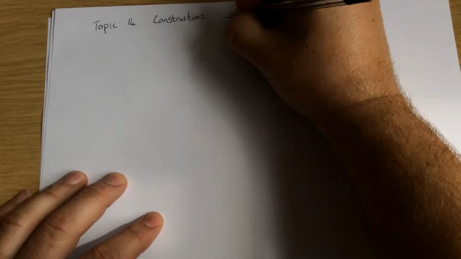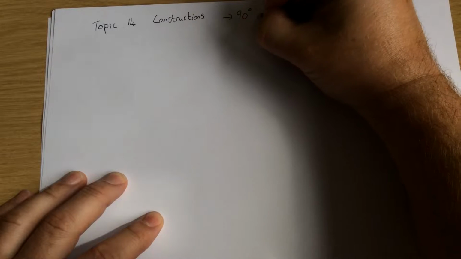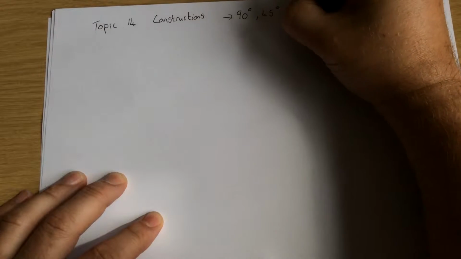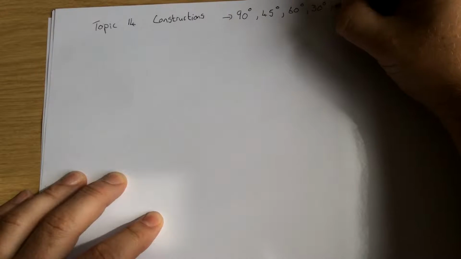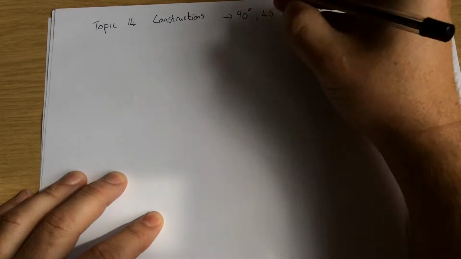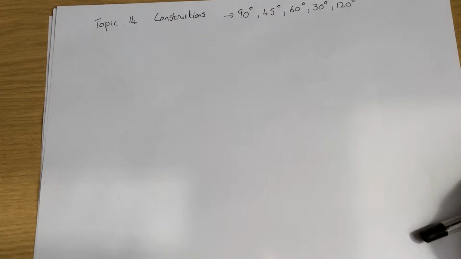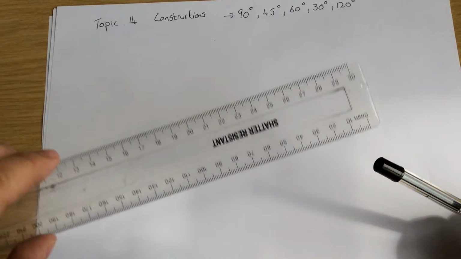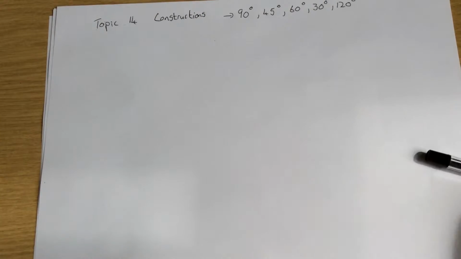Topic 14 is constructions, and when we are drawing constructions you need to be able to do the following. You need to be able to draw 90 degrees, 45 degrees, 60 degrees, 30 degrees and 120 degrees. I'm going to start by showing you 90 degrees. For each of these questions you're only allowed to use a ruler, a pencil and a compass.